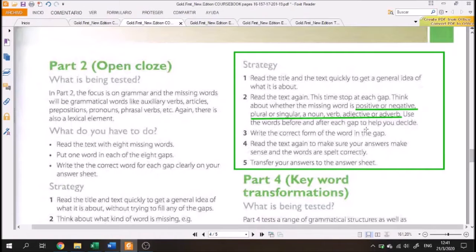Write the correct form of the word in the gap. The correct form. Remember that if you make a spelling mistake, you will be penalized and the whole answer will be wrong. Read the text again to make sure your answers make sense and the words are spelled correctly. Finally, transfer your answers to the answer sheet. Okay, any questions? Do you find this activity difficult? You have been doing this activity in Senior Upper and in Pre-First. Would you consider this one difficult?